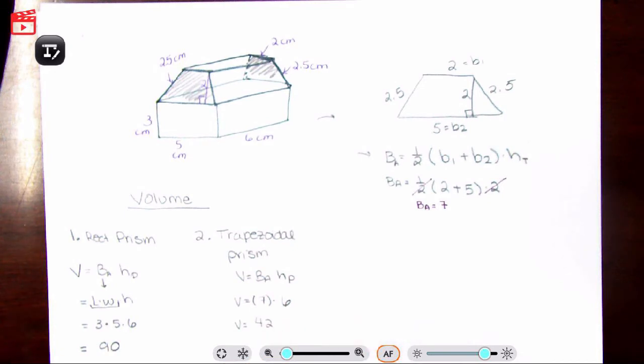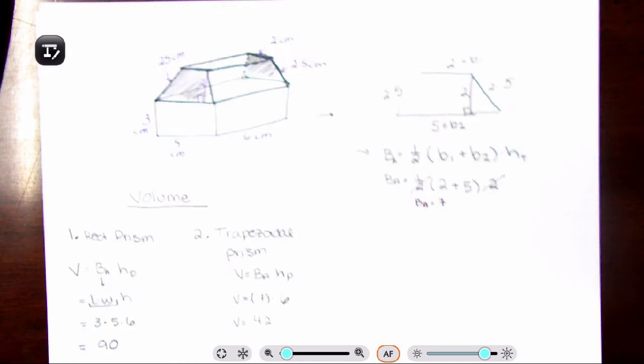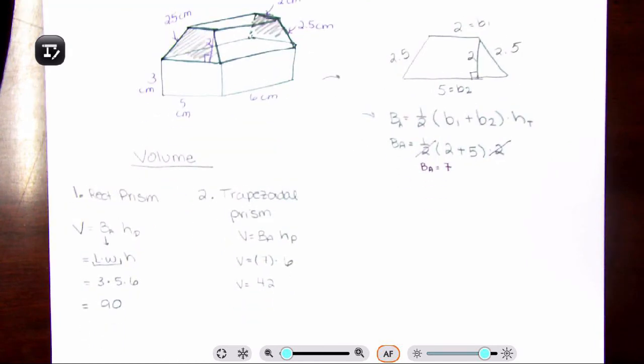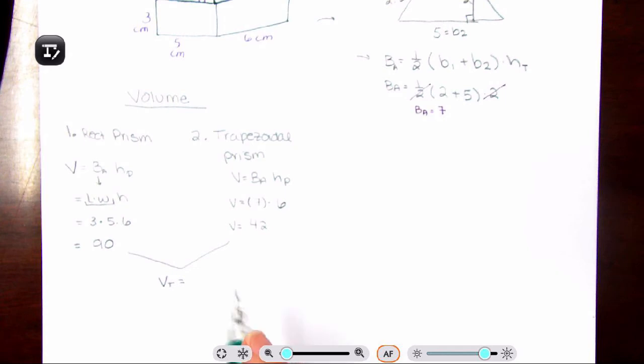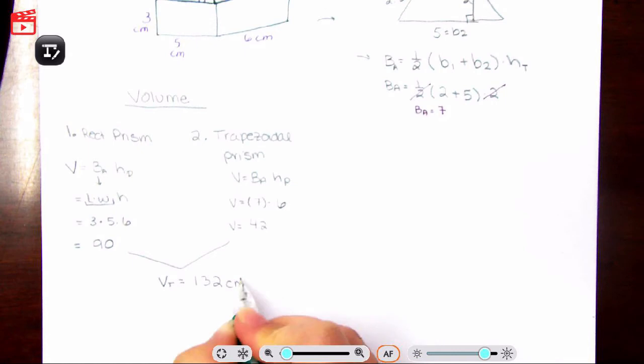So again, for volume, in my opinion, is a lot easier for composite figures because all you need to ask is, did we put anything together or did we remove it? So we actually put the trapezoidal prism on top of our rectangular prism. So that means I am going to add those two things together and call it good for volume. So 90 plus 42, I get a volume total for the composite figure of 132 centimeters. What do we have? Volume is always cubed.